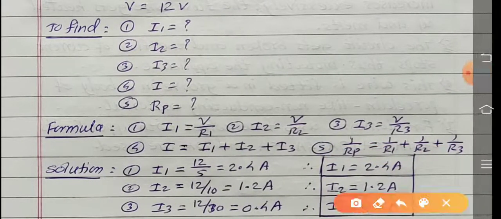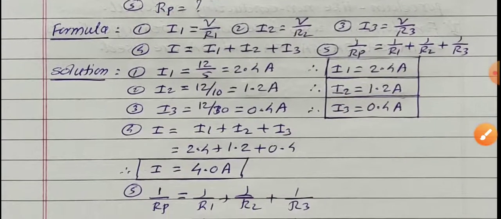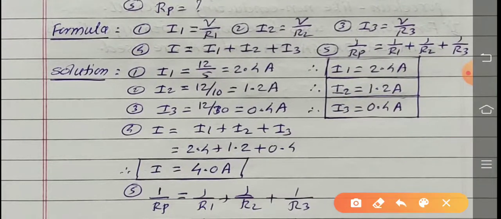So we find the value of I1 by using Ohm's law. What is that? I1 equal to V upon R1. Same for I2, same for I3. Then total current I is equal to I1 plus I2 plus I3, making the addition, and at the last 1 upon Rp equal to 1 upon R1 plus 1 upon R2 plus 1 upon R3. By using this formula we find the answer. So I1 equal to what? 12 upon, substituting the values, V is 12, the potential difference, and R1 value is 5. So in decimal form, I1 is 2.4 ampere, current measured in ampere.